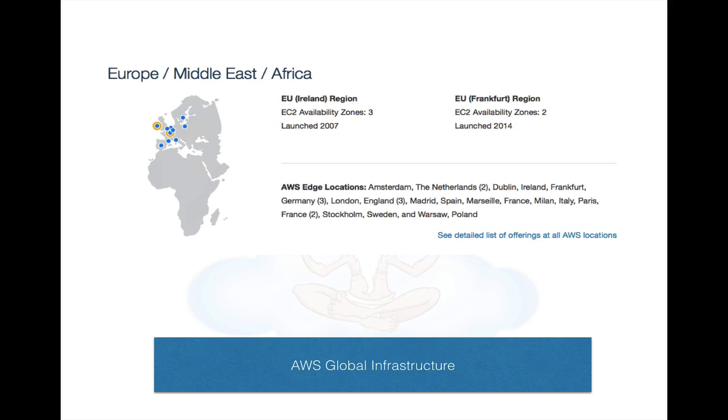In Europe, the Middle East, and Africa, we've got 2 regions. We've got EU, Ireland, which consists of 3 availability zones. This is the region that I use the most because I'm based in London, and throughout the course this will be the region that I'll be working out of. However, you can work out of whatever region is most suitable for you and your geographic location. The newest region in Europe, and in fact in the world at the time of the recording, is the EU Central region, and this is based in Frankfurt in Germany. This consists of 2 availability zones.